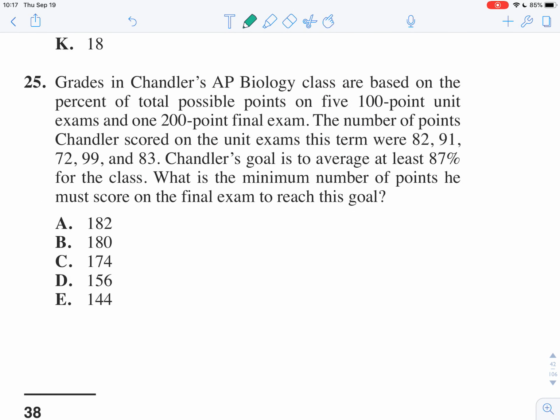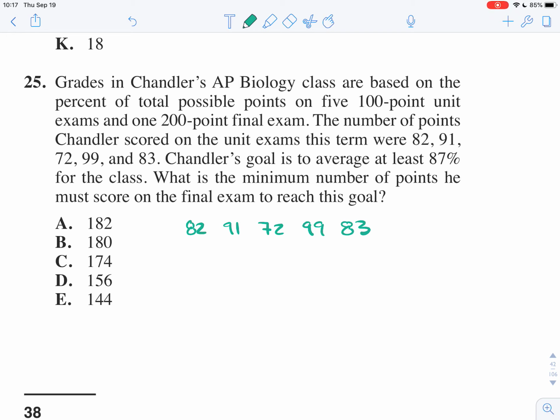25. Grades in Chandler's AP Bio class are based on the percent of total possible points on 5 100-point unit exams and 1 200-point final exam. The number of points that Chandler scored on the unit exams were 82, 91, 72, 99, and 83. Chandler's goal is to average at least an 87% for the class.